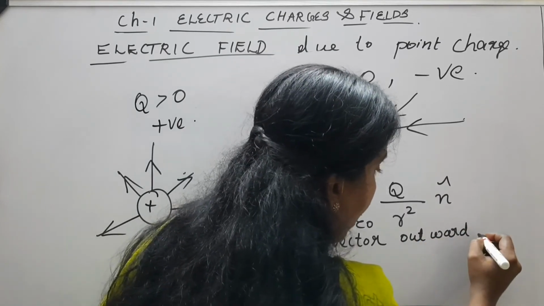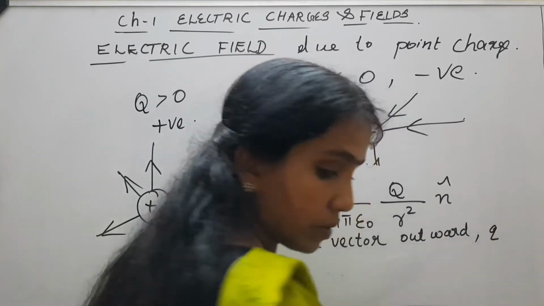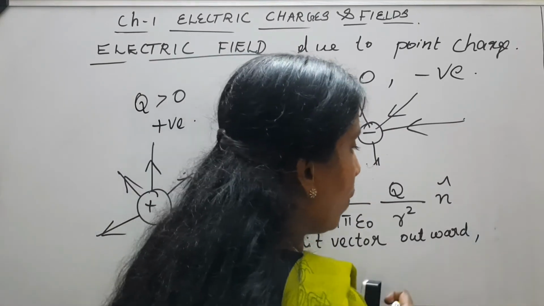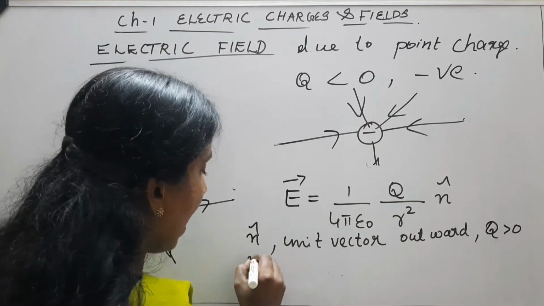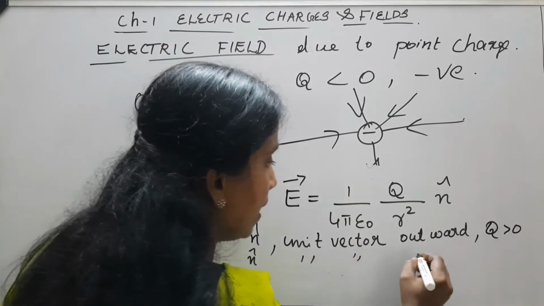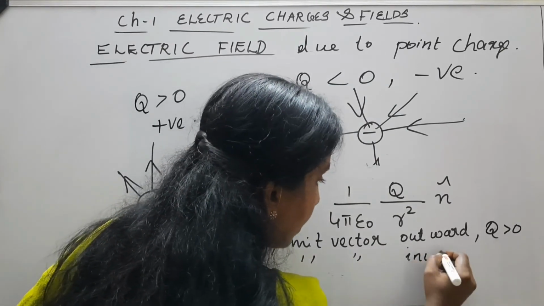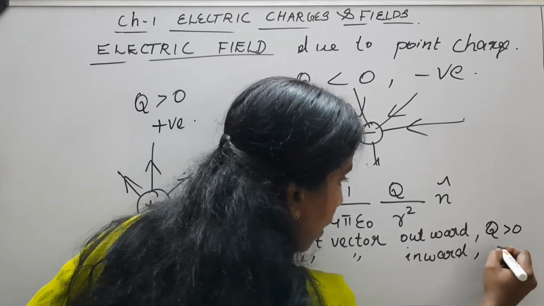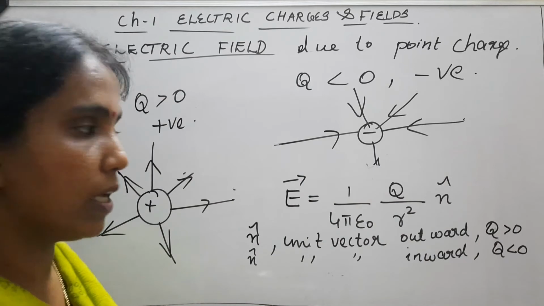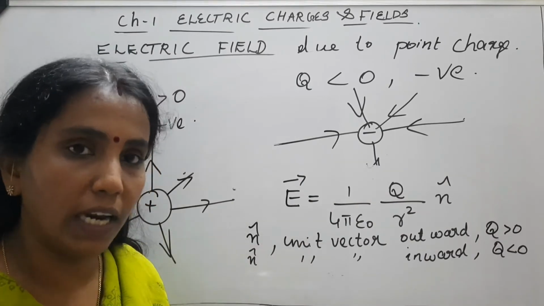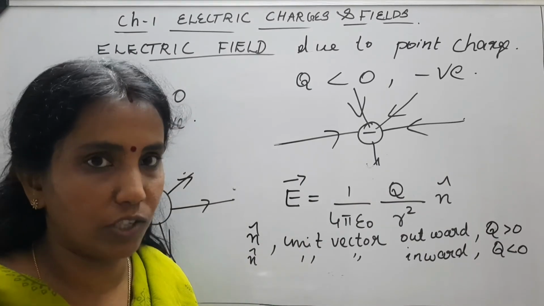Okay, when Q, capital letter Q only we wrote, is greater than 0, and n cap is the unit vector inward, in inward direction, when Q is less than 0. So this is the vector expression for electric field due to a point charge.